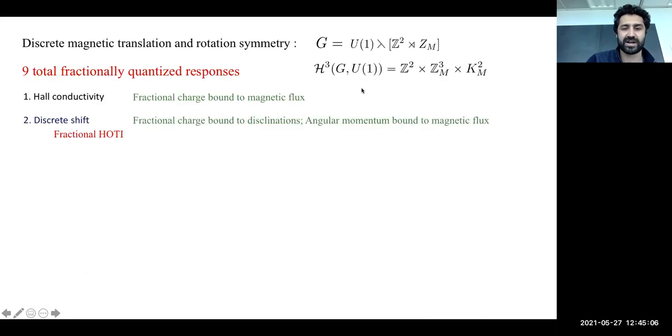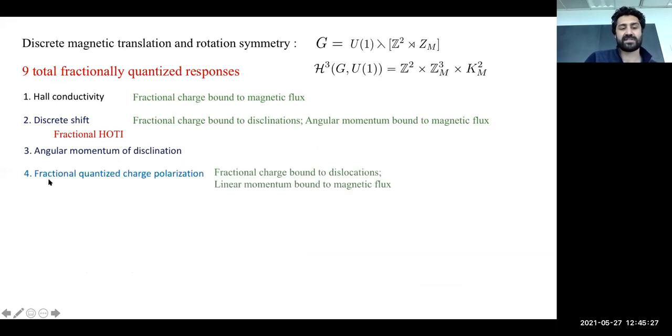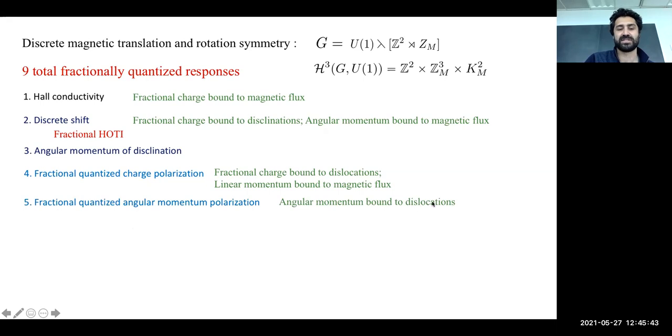So now we have 9 fractionally quantized responses. In addition to the Hall conductivity, we have the discrete version of the shift, which binds fractional charge to lattice disclinations, and angular momentum bound to magnetic flux. So this defines what you could call a fractional higher order topological insulator. We have angular momentum of a disclination. Then we have something really new: fractional quantized charge polarization. This binds fractional charge to lattice dislocations, and it binds linear momentum to magnetic flux. And we have a fractional quantized angular momentum polarization, which binds angular momentum to dislocations.